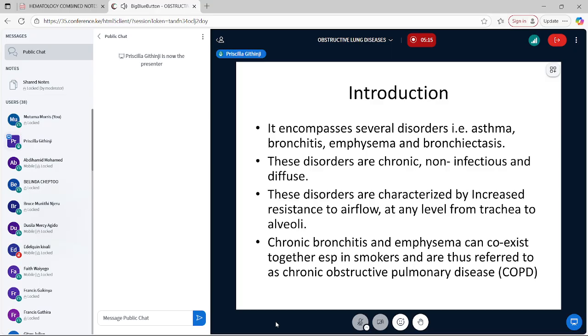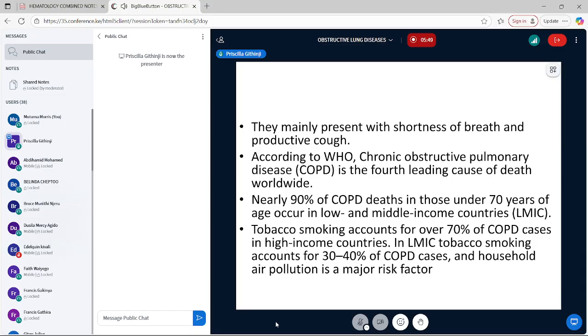Of these diseases, chronic bronchitis and emphysema usually can coexist together. So you can have one patient with both conditions, and this is seen particularly in smokers. When you have this, they are usually referred to as chronic obstructive pulmonary disease, COPD. So when you hear COPD being thrown around, most of the time the clinician is referring to a patient who most likely has chronic bronchitis and emphysema at the same time. These conditions usually present with shortness of breath, and also with a productive cough, and we'll see how this arises.